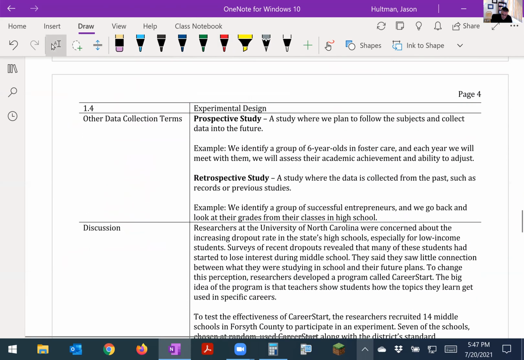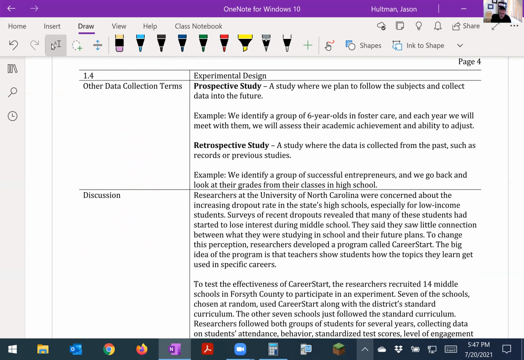1.4, other data collection terms. A prospective study is a study where we plan to follow the subjects and collect data in the future. So thinking forward. Example: we identify 6-year-olds in foster care, and each year we will meet them and assess their academic achievement and ability. Prospective.